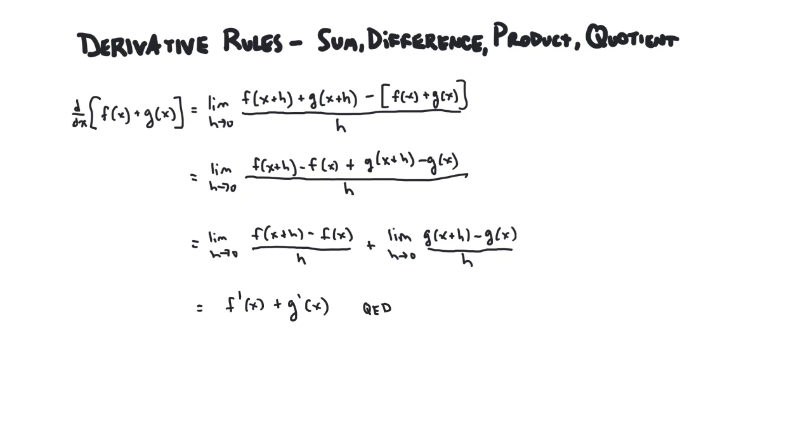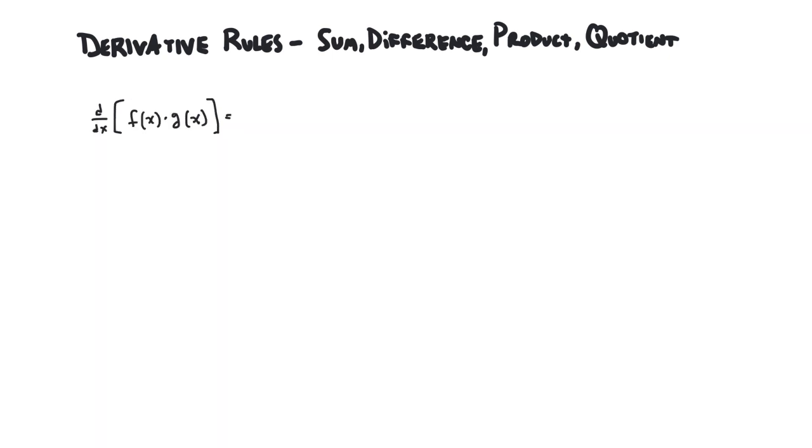It's that simple. Meanwhile, if I were to consider the difference rule, changing these plus signs to minus signs, I see a similar result. That is to say that the derivative of a difference is equal to the difference of the derivatives. However, not every derivative rule is quite so simple.